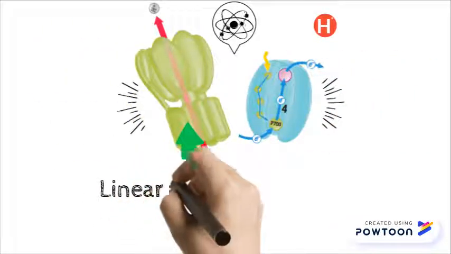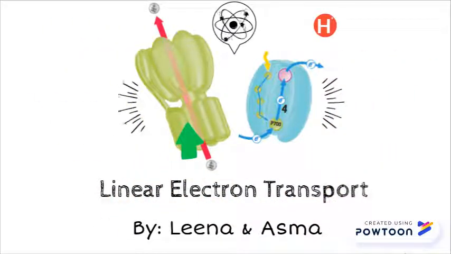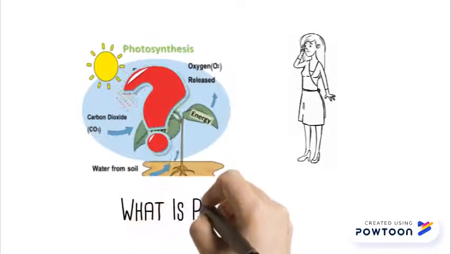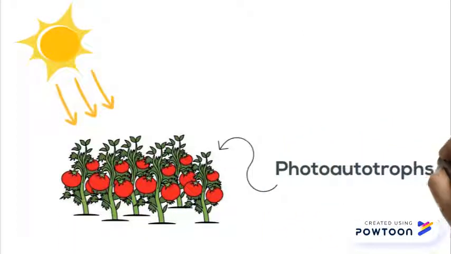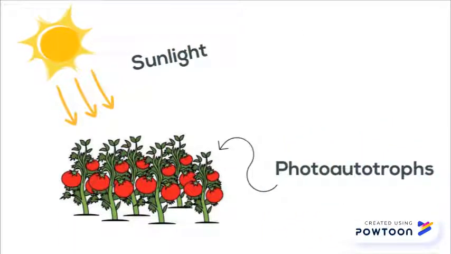Today, we will be learning about linear electron transport. What is photosynthesis? Well, photosynthesis is the process in which photoautotrophs use and convert the light's energy into usable energy to make their own food.